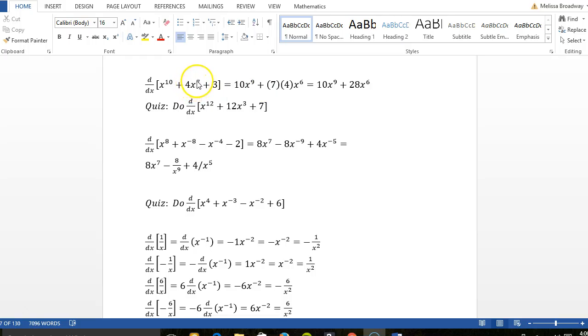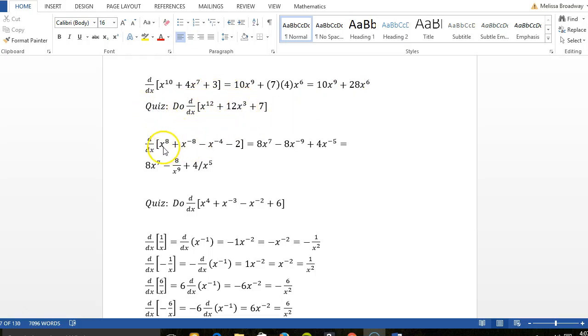And the 4x to the 7, remember the 7 comes down multiplicatively with that 4. You could say 7 times 4 or 4 times 7. And then remember that after that, 7 falls down to a 6. And then remember, any constant, if you do the derivative of an additive constant, it vanishes. That plus 3 just dies. It goes to 0. So that's gone. So you just have these two terms. And then 7 times 4 is 28 there. And that's all I did on that next step. And for the quiz, I'll leave it for you to do this.